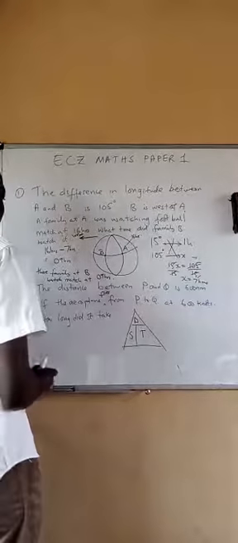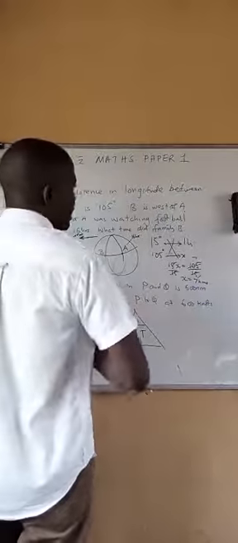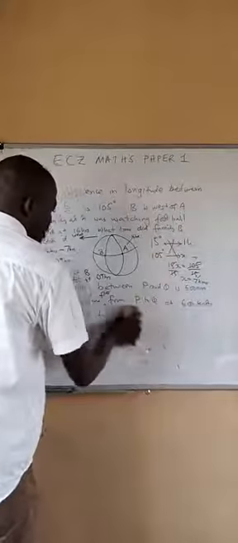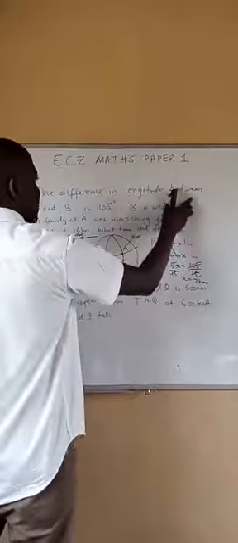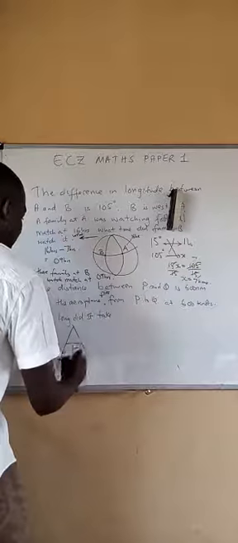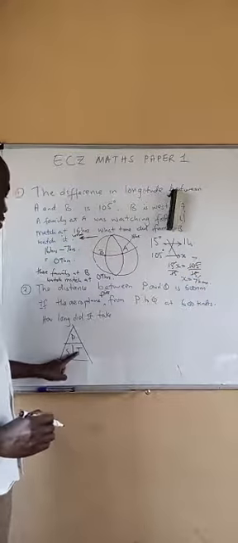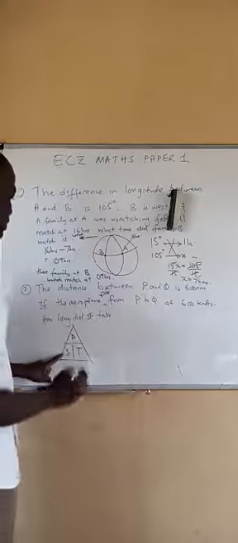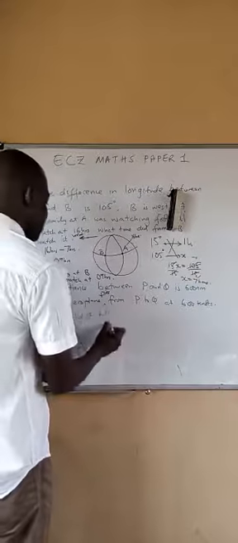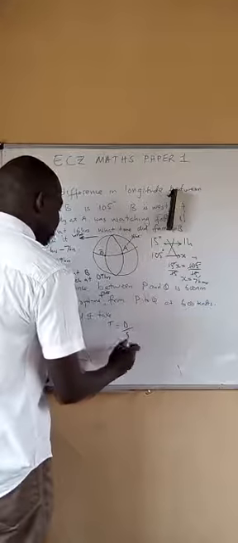Speed is equal to distance over time. You remember that formula that you learned in grade 8? Time is equal to distance over speed. So they said, how long did it take? It means you're making time the subject. So time is equal to the distance covered over speed.